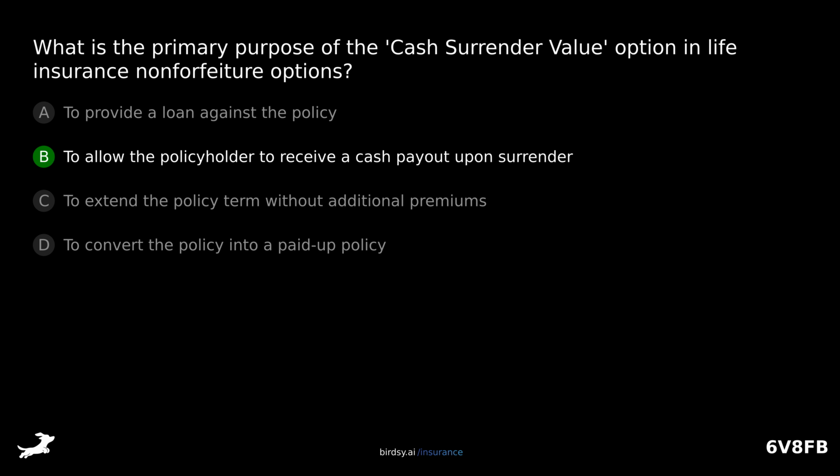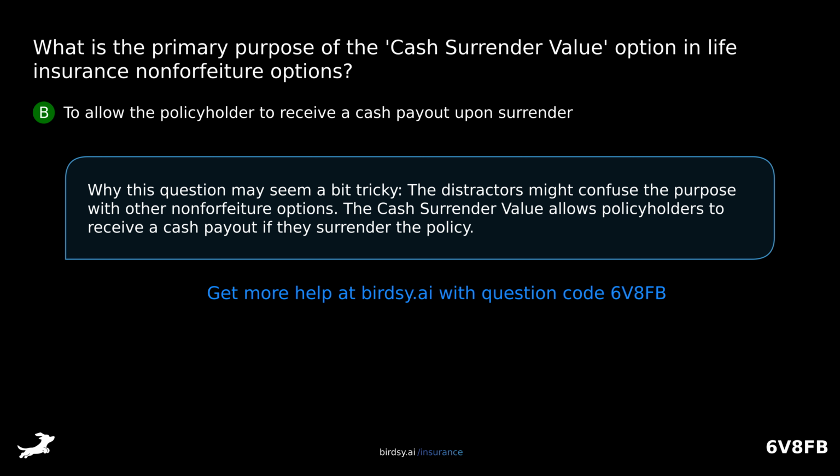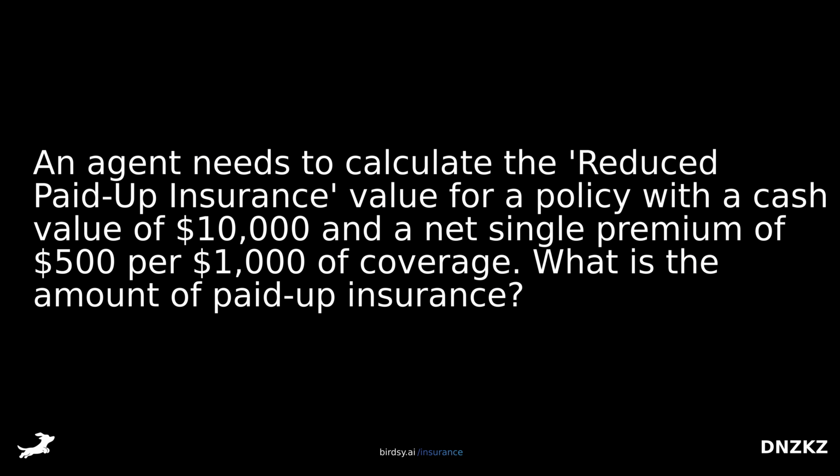Why this question may seem a bit tricky, the distractors might confuse the purpose with other non-forfeiture options. A cash surrender value allows policyholders to receive a cash payout if they surrender the policy. An agent needs to calculate the reduced paid-up insurance value for a policy with a cash value of $10,000 and a net single premium of $500 per $1,000 of coverage. What is the amount of paid-up insurance?